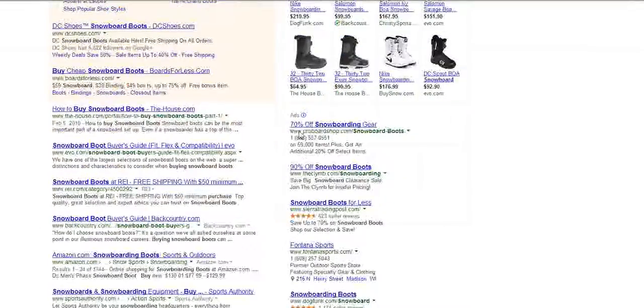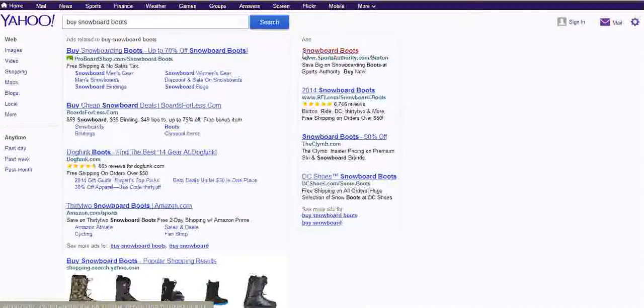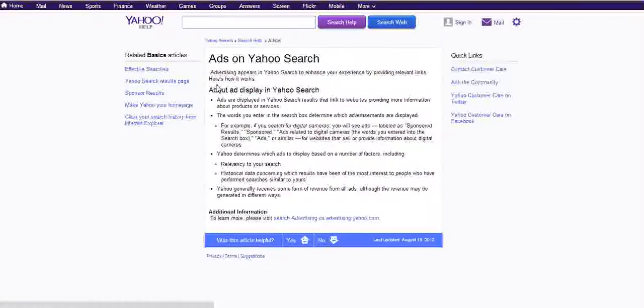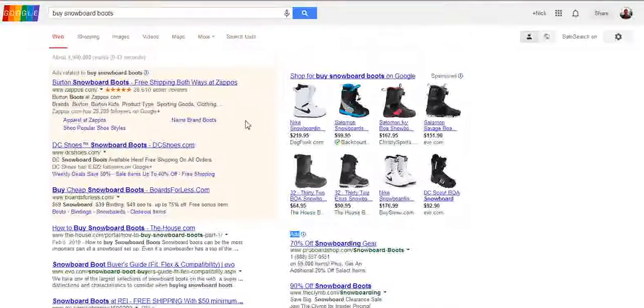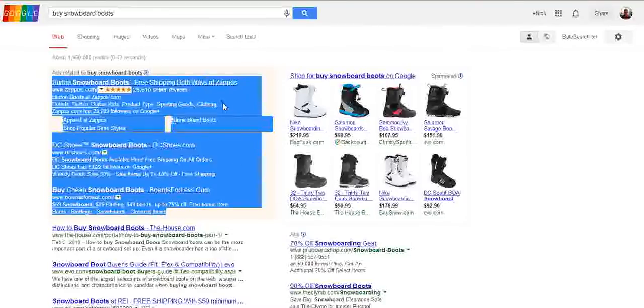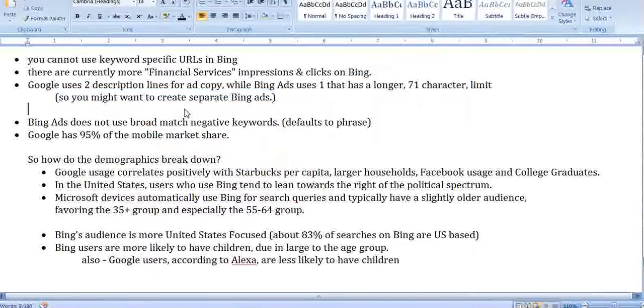Both have ads here, but I would say it's more obvious on Bing and Yahoo where the ads are to people. Of course, you've got this sort of pinkish yellow background here. Anyways, you can play around with that and see what your ads look like. Now, Bing Ads doesn't use broad match negative keywords, so those are going to default to phrase. Keep that in mind. And Google has 95% of the mobile market share, so that's pretty interesting.